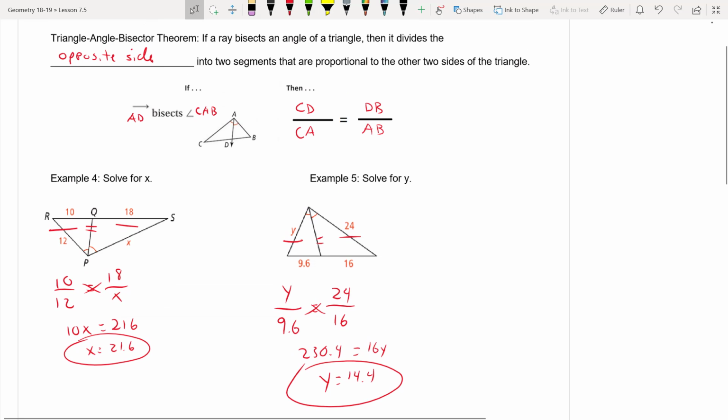So it's really just a couple of ways to get ourselves into proportions. And then once we're in proportions, it's cross multiplying and solving, just like we've been doing. So right there are all of our rules for both the side splitter theorem and your triangle angle bisector theorem.